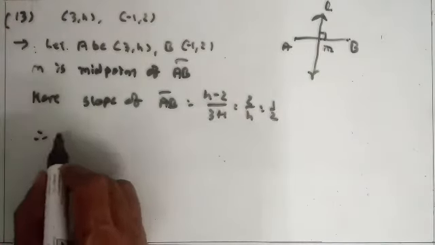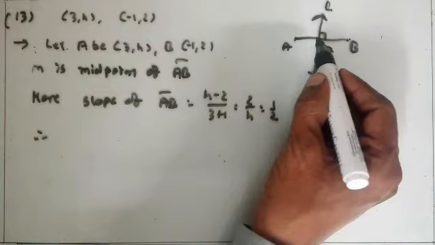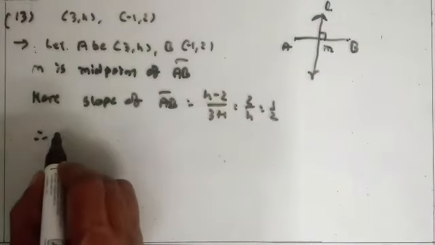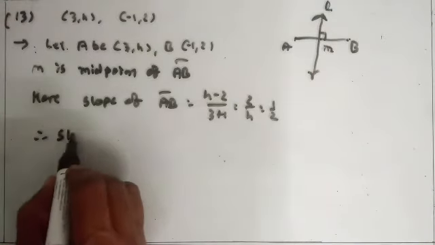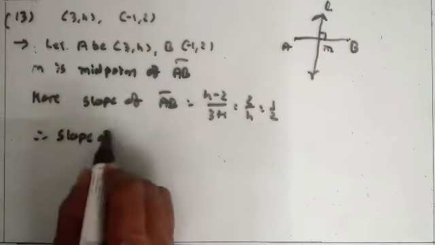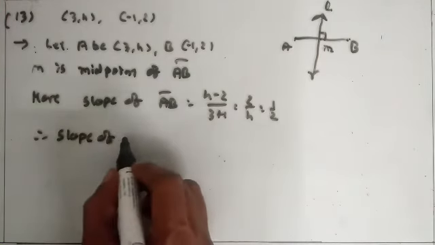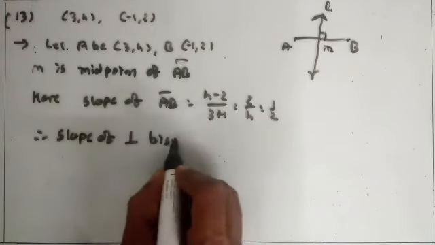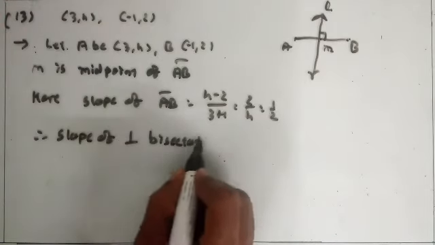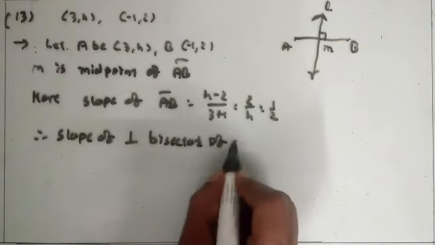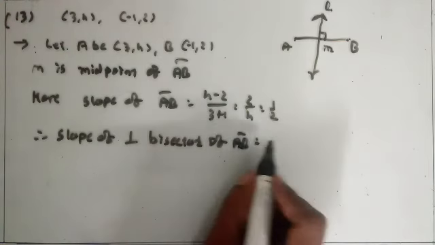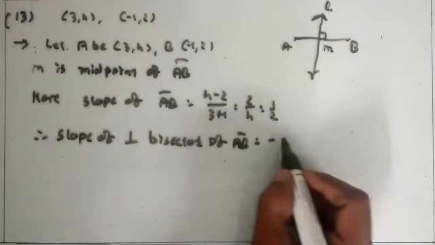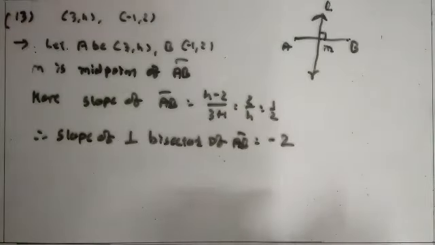Therefore, the slope of the perpendicular bisector of AB is equal to the negative reciprocal, that is -2.